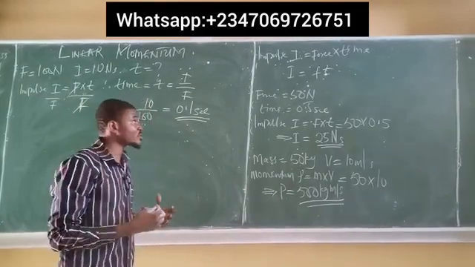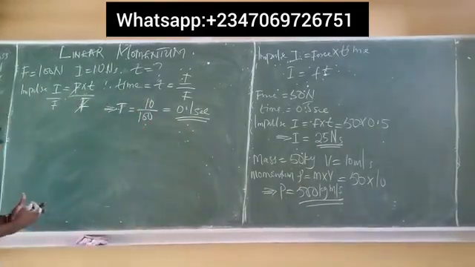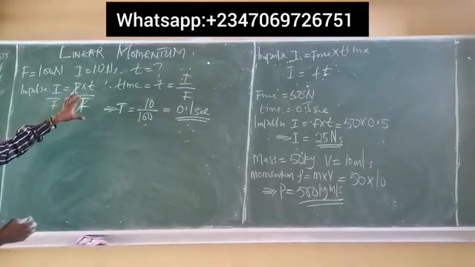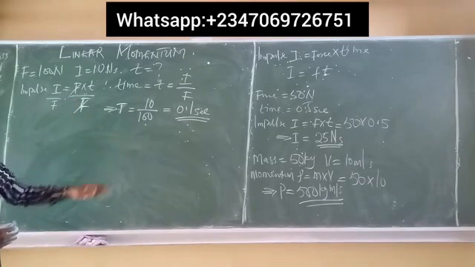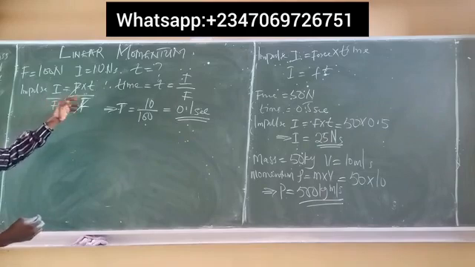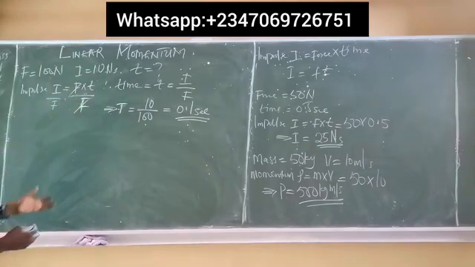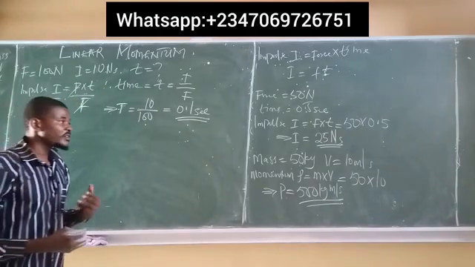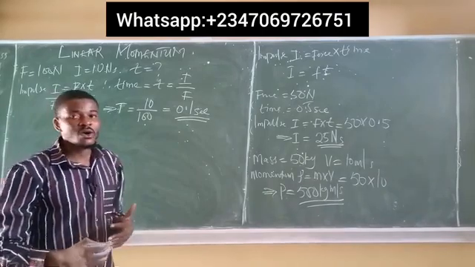So depending on how the question is asked, if you're given impulse and force and you're asked to find time, just make time the subject of the formula, and you're good to go. If you're given impulse and time and you're asked to find the force which acts on this body, you can simply divide through by t, and of course you have I over t to obtain the intensity of force acting on the body.